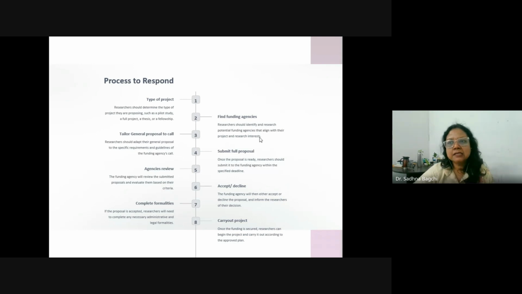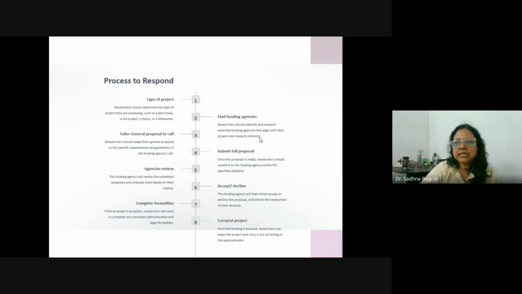Which type of things you are going to be using in your analysis, and all those things, you have to complete the formalities and then carry out the project. After you complete the formalities about the researcher and about your research project, and when you submit to the agency, then the process will start.